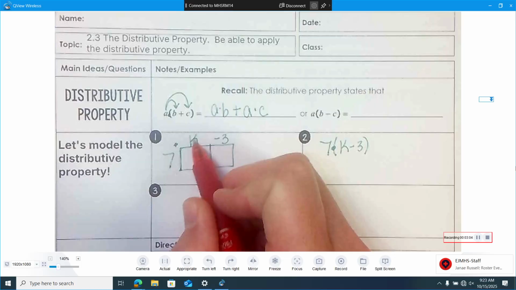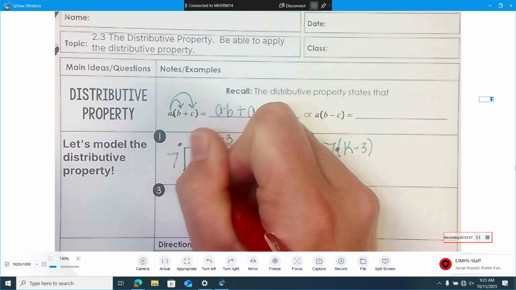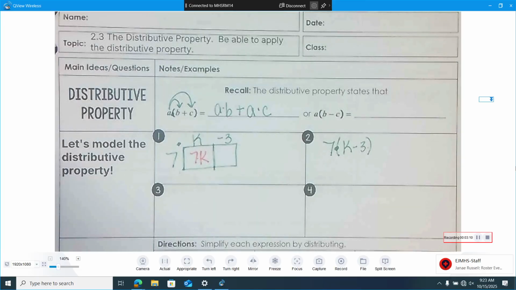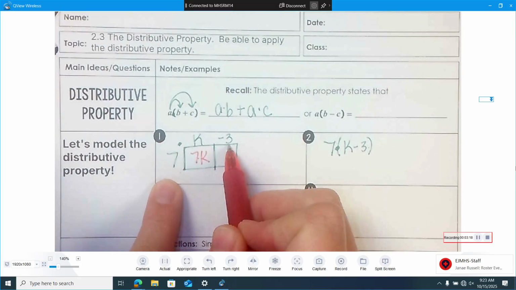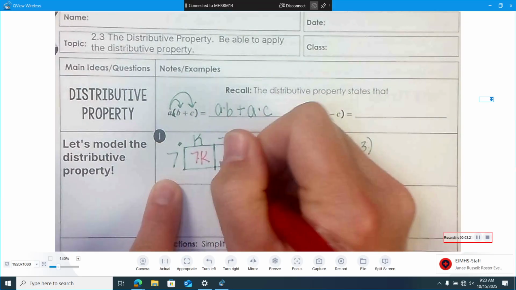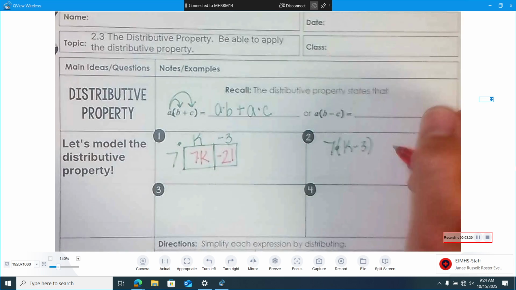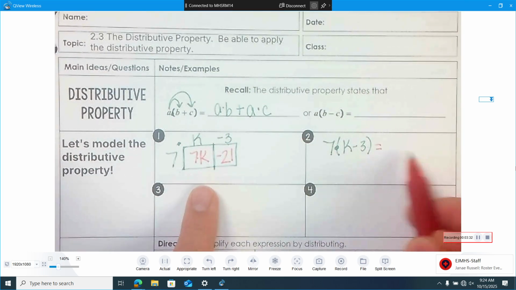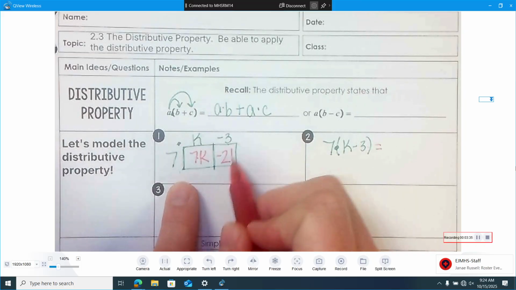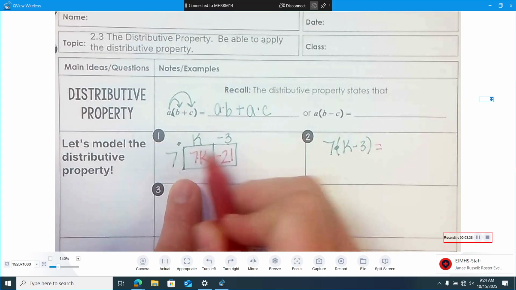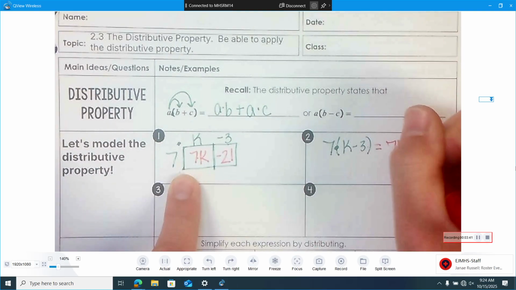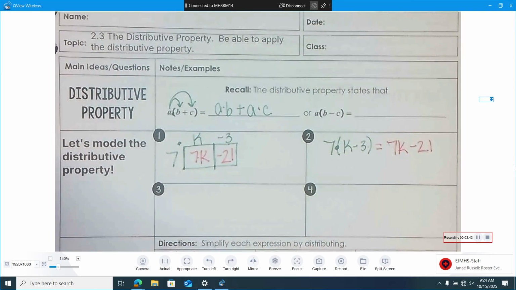And so we get to multiply 7 times k. Well, that's just 7k. We just stick them right next to each other, and there's an implied multiplication there. And then we also have to multiply 7 times negative 3. What's 7 times negative 3? Negative 21. And so when we have this lovely area model, it sort of gives us the answer here. All we have to do, the solution or the simplified form, is just what is inside our box, which is 7k minus 21. Super easy.